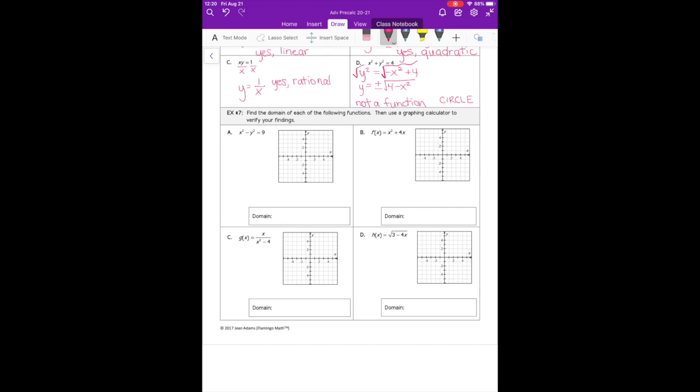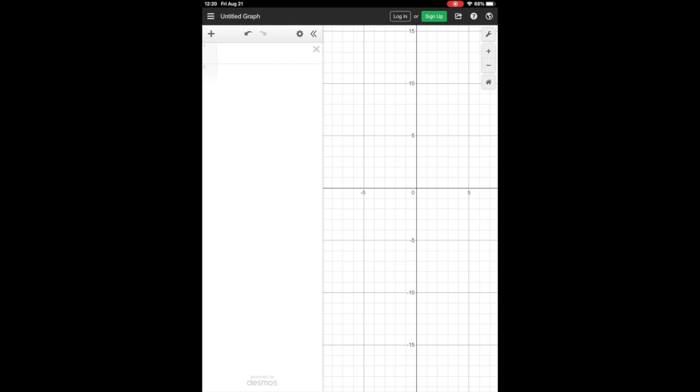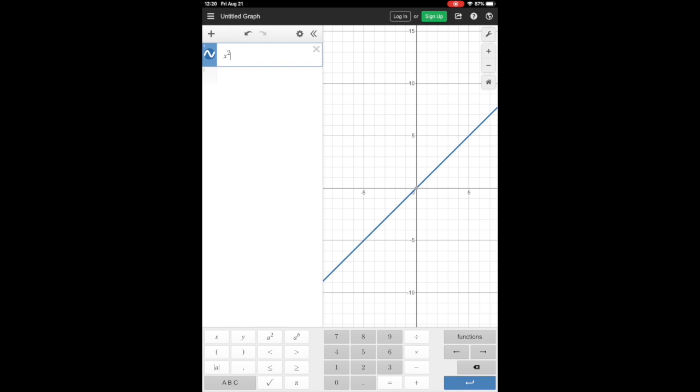If you are working on a TI-84, you're going to have to get Y by itself. This is why I do like Desmos, because you don't have to get Y by itself. So what do I mean? When I go to Desmos, if I just type it in as I see it, so x squared minus y squared equals 9. Whoops, that was not equals.